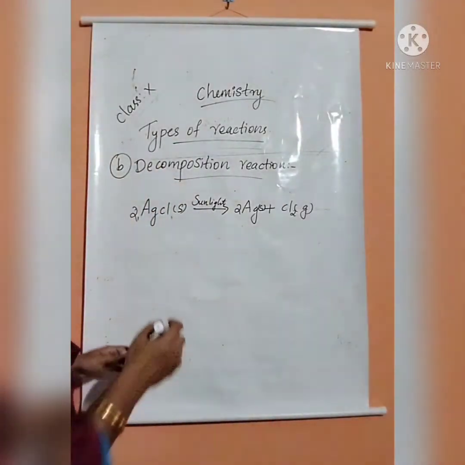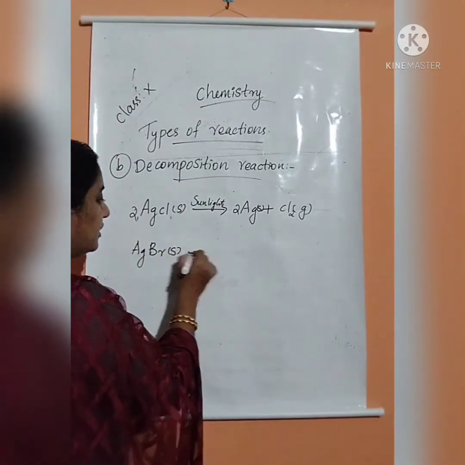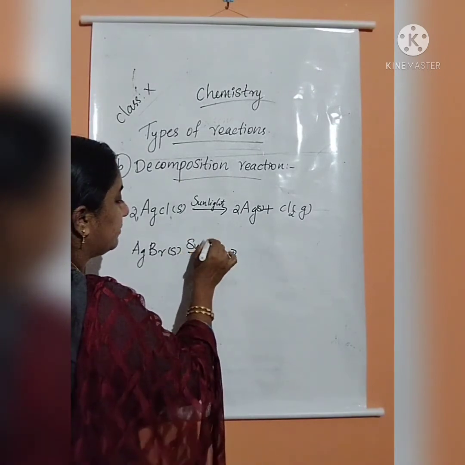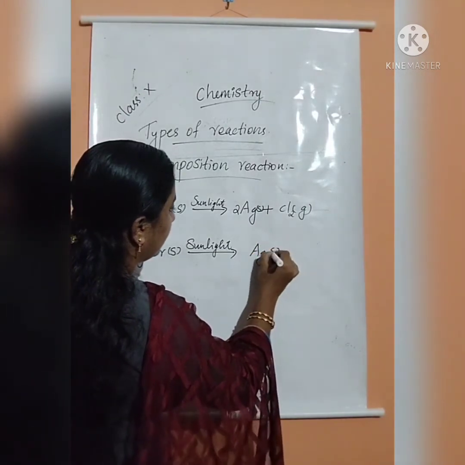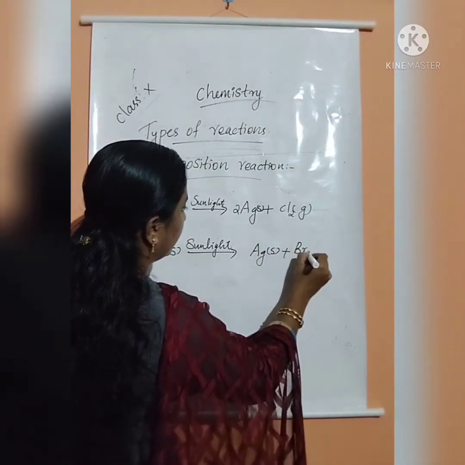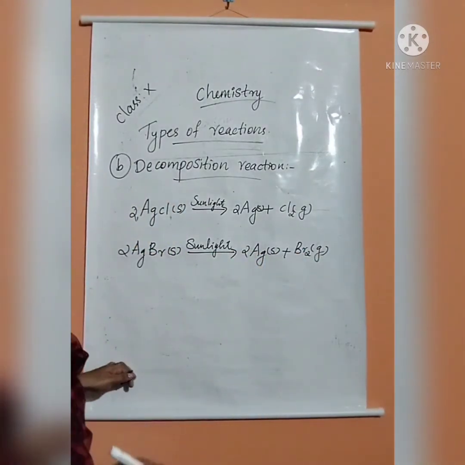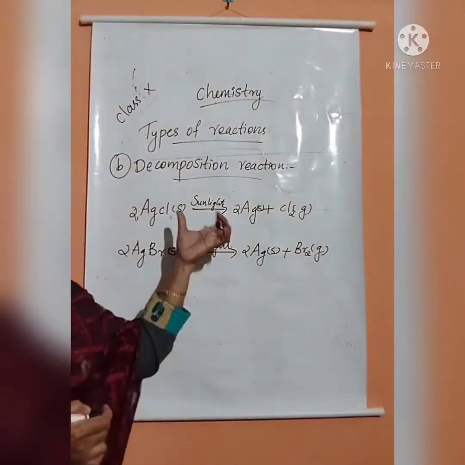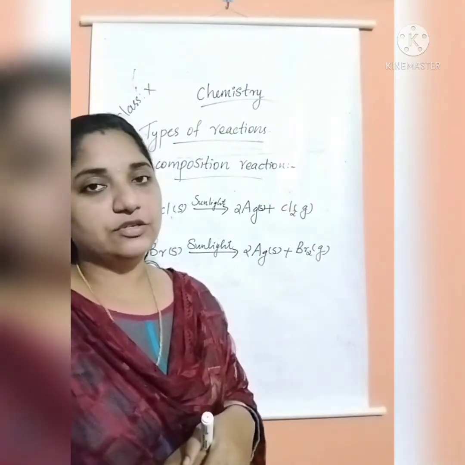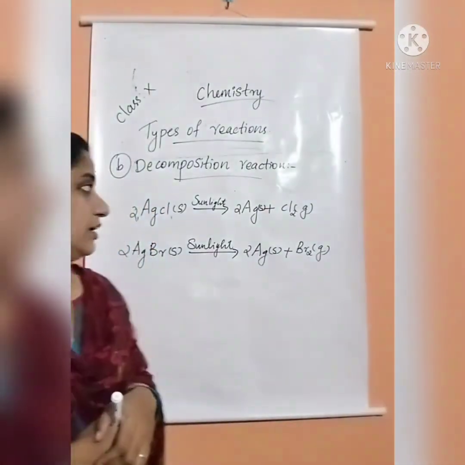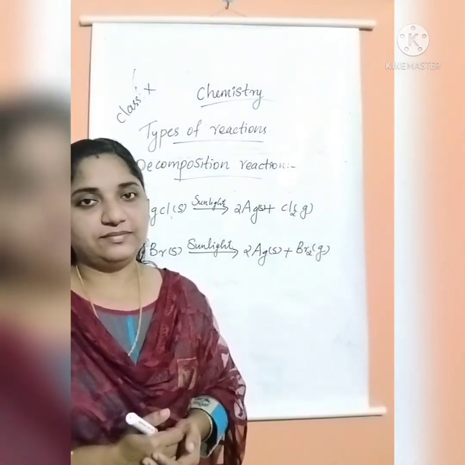The same reaction happens in the case of silver bromide, AgBr, which also decomposes in the presence of sunlight into silver and bromine gas. So here also we can add 2 foreign elements. So these are the two types of decomposition reaction. These two reactions happen only in the presence of sunlight. Okay, these are the two other types of decomposition reaction.